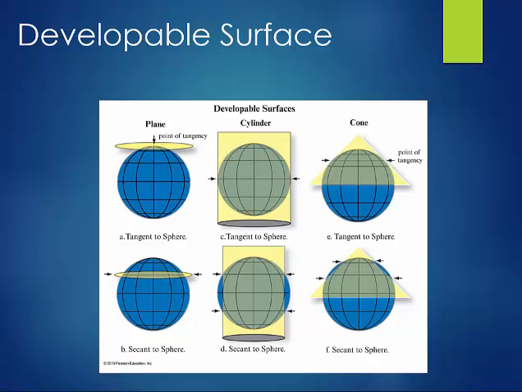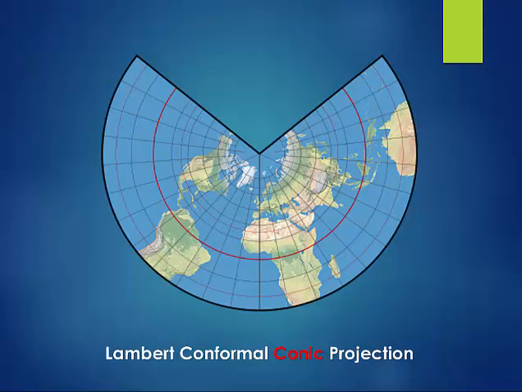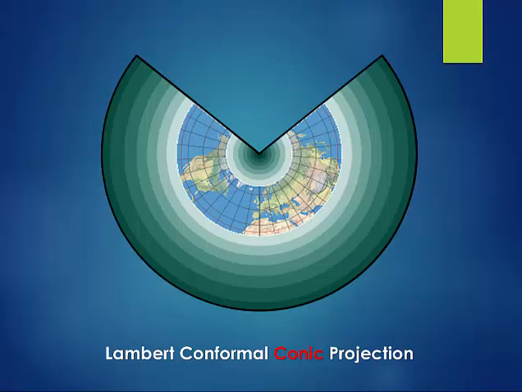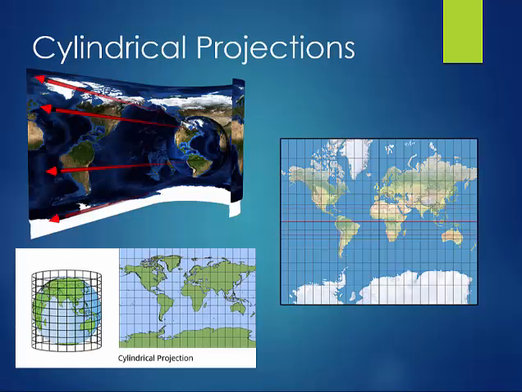Let's look at different types of projections more closely. Back to our Lambert conformal conic projection. The conic means that the developable surface of this projection is a cone, and the parts of the world that are least distorted are along the standard parallels or points of tangency indicated here. Not all of the names are this easy, but there are plenty of resources out there that list projections and their distortions.